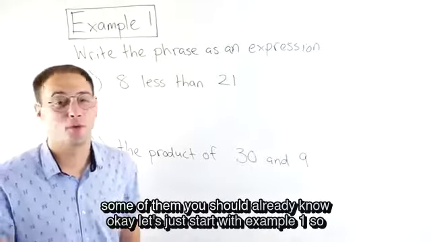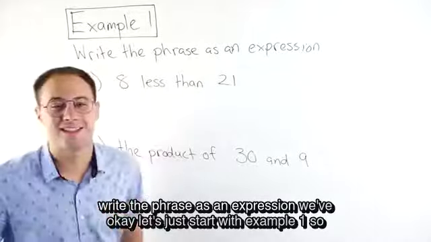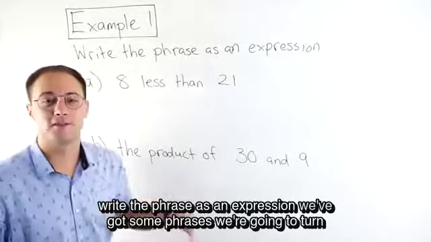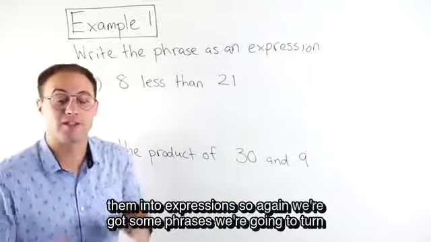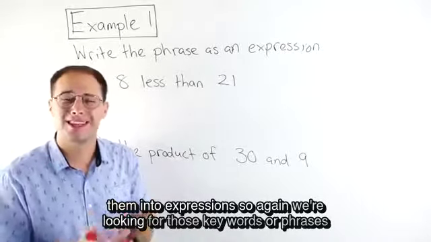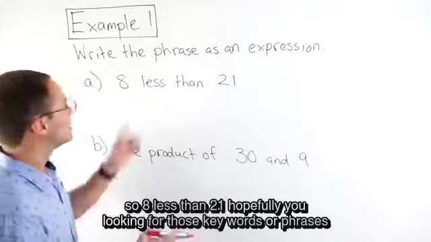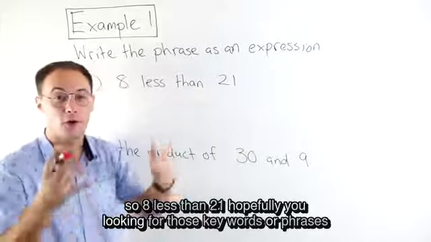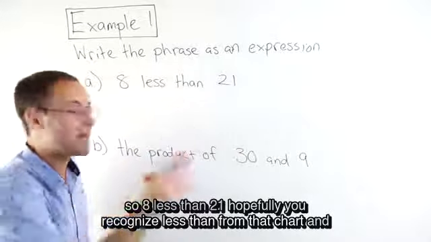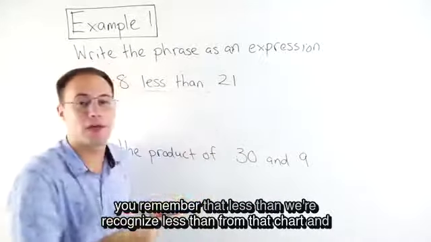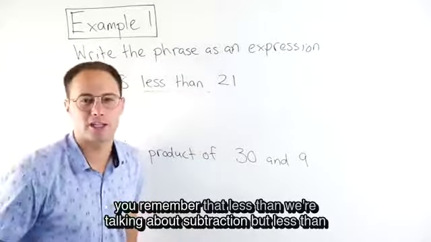Okay, let's get started with example 1. So write the phrase as an expression. We've got some phrases, we're going to turn them into expressions. So again, we're looking for those key words or phrases. So A, 8 less than 21. Hopefully you recognize less than from that chart. And you remember that less than, we're talking about subtraction.